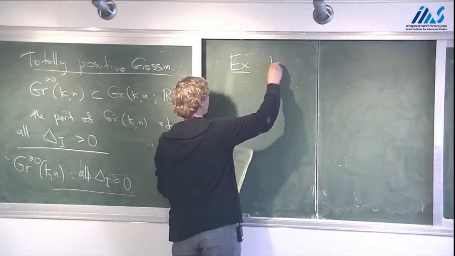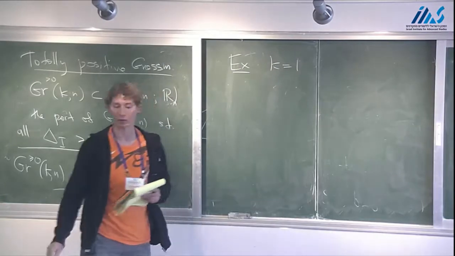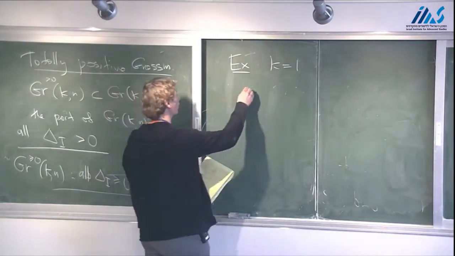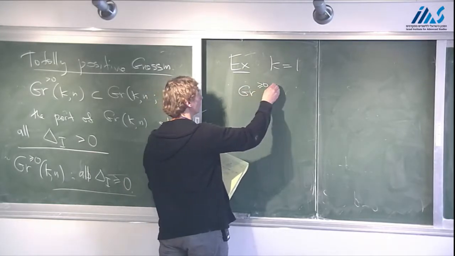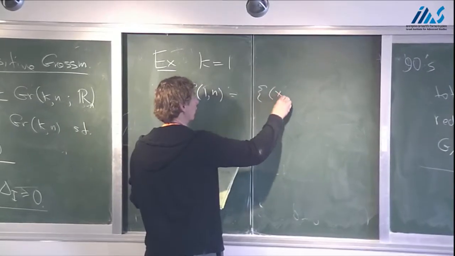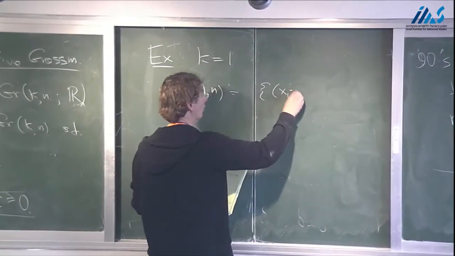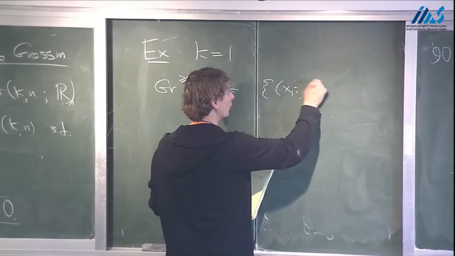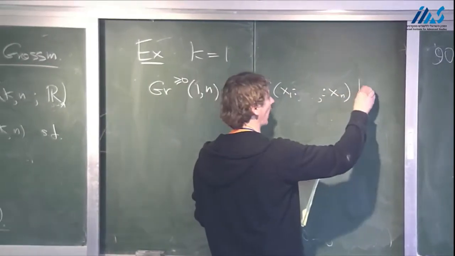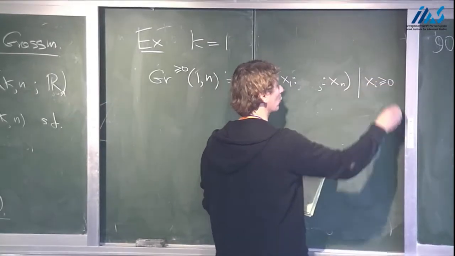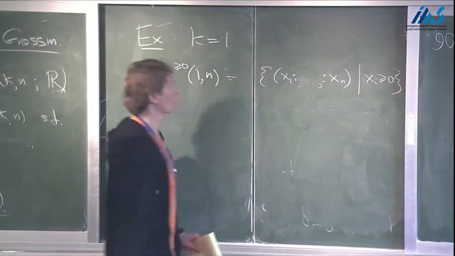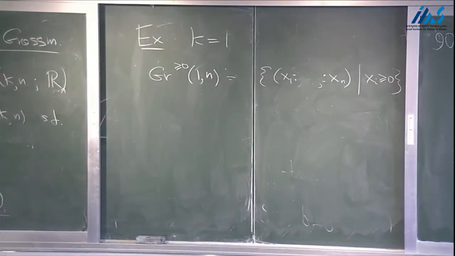Example. The simplest example is when k equals 1. Remember, the Grassmannian is just the projective space. So what is the totally non-negative Grassmannian? That's the set of all points in the projective plane, like x1 up to xn, such that all xi's are greater than 0. So in this case, the Plücker coordinates are just the projective coordinates. So you require that all of them are positive.